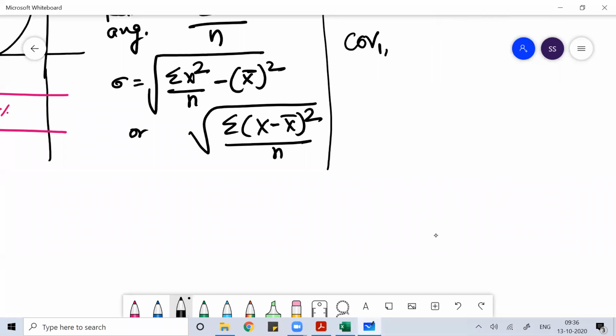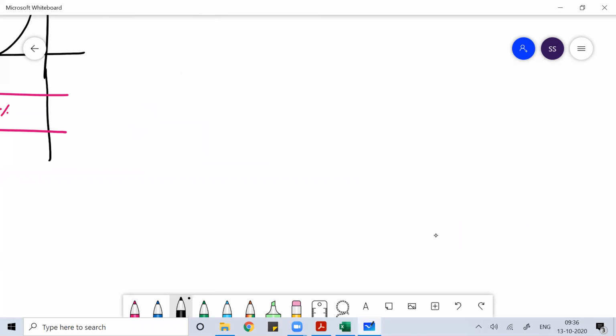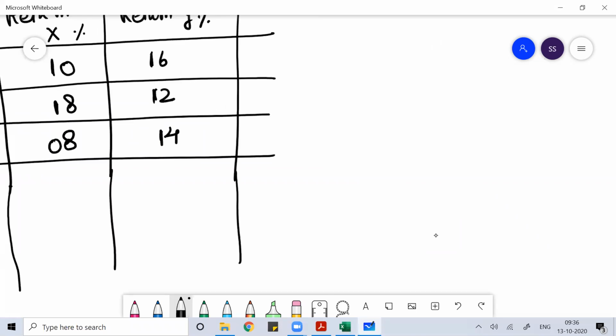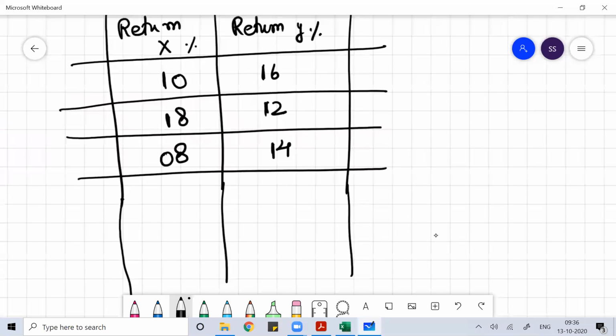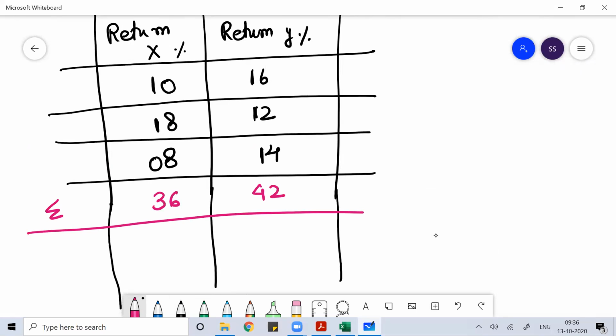The point here is that in some problems data will be given, and in some problems data will not be given, so how can we solve them? Here, to calculate the average return, I find the sum of the data. The sum is 36 here, and 42 here. Because historical data is there, the average here is 12, and here the average is 14.